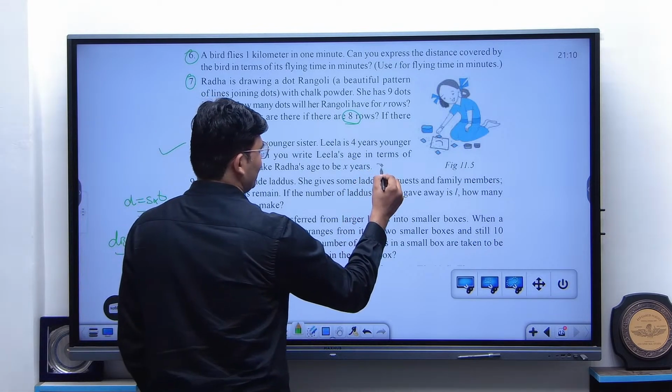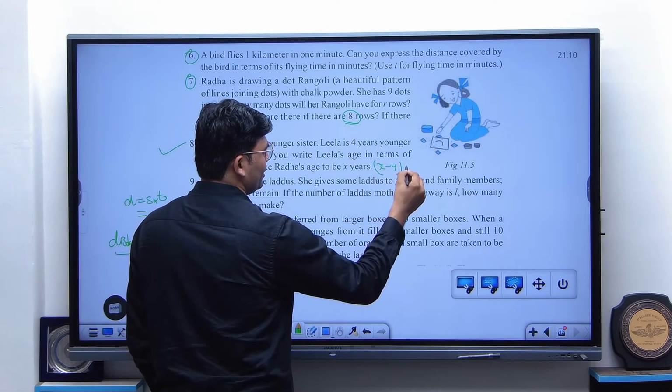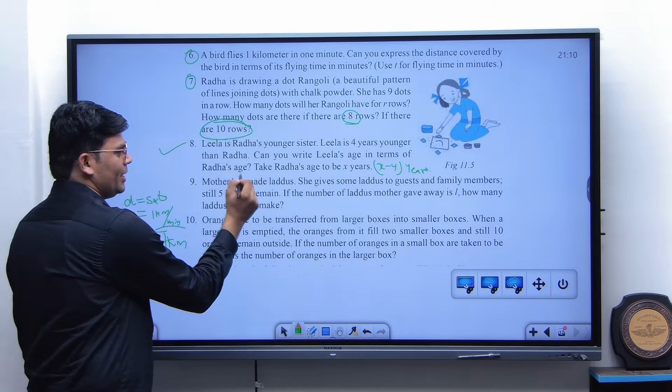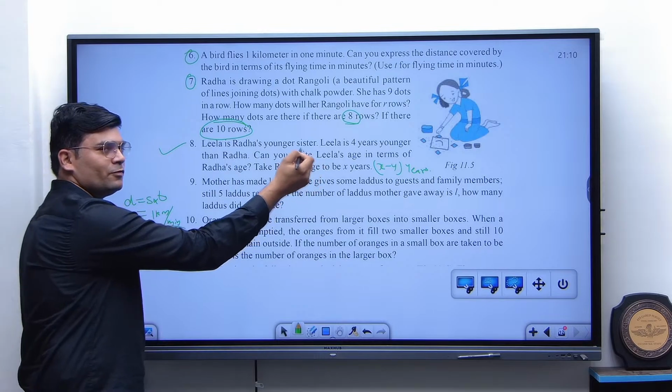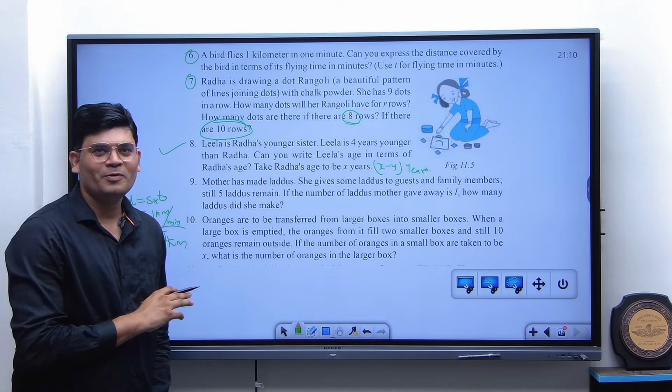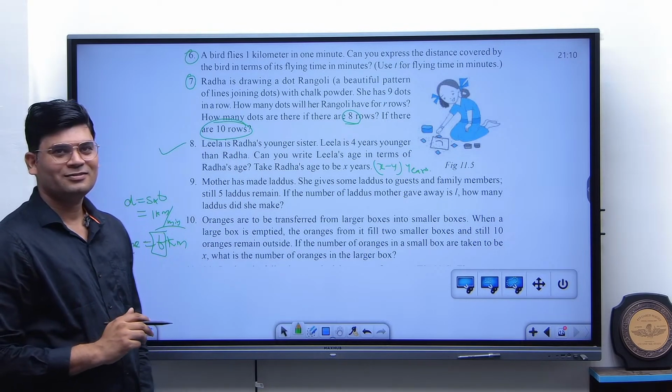You have to write like this: X minus 4 in the bracket, and then you have to write years. You will write Leela's age is equal to X minus 4 years. You have to write like this. Will you write that, or do you want me to show you how to write? That's fine. Okay.